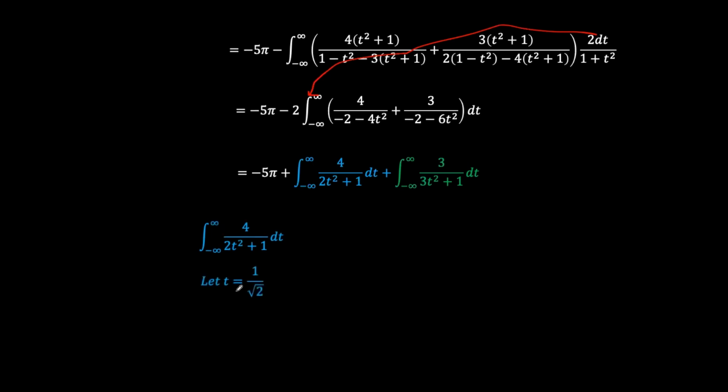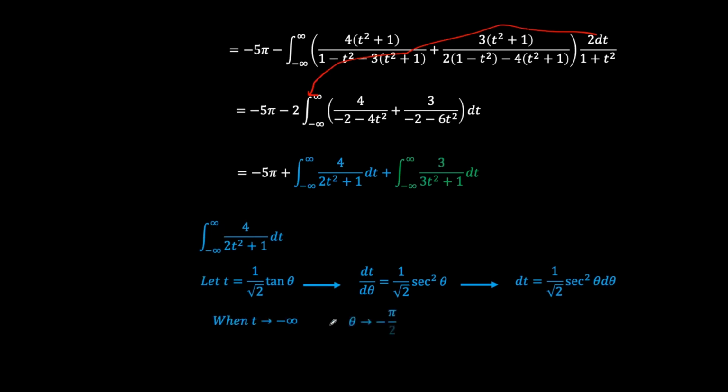With the blue integral, we can just say let t equal 1 over square root of 2 tan theta, so that dt d theta is equal to 1 over square root of 2 sec squared theta. And so dt is the same as 1 over square root of 2 sec squared theta d theta. And when t tends to negative infinity, theta tends to negative pi over 2. And when t tends to positive infinity, theta tends to pi over 2.